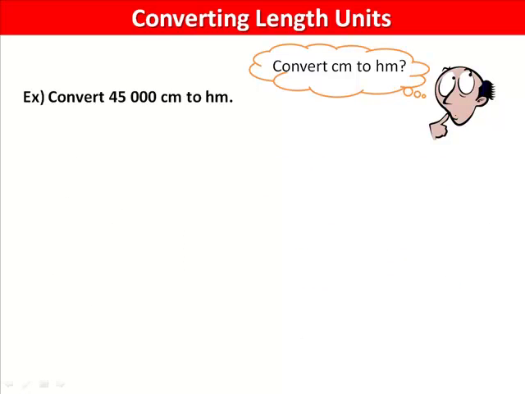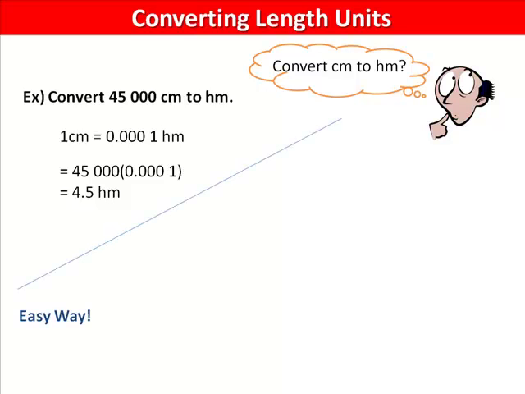Let's look at an actual example. Convert 45,000 centimeters into hectometers. We know that 1 centimeter equals 0.0001 hectometers. All we need to do is multiply the number of centimeters by the conversion factor and we're done. So 45,000 times 0.0001 gives 4.5 hectometers.